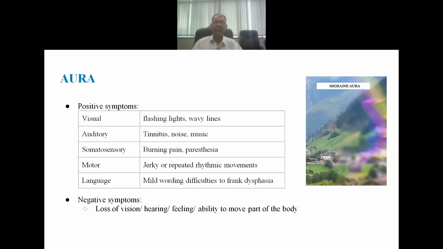Aura a little bit more in detail. Aura can be related to many special senses or regular senses. That is visual, flashing lights, as this video here is showing; these are the lights which the patient will encounter. Auditory means tinnitus, noise, and music. Even if there is no music being played in the room, the patient may listen to music. Somatosensory, then burning pain, paresthesia. Motor, again very important, and may be very obvious, always noticed by the patient or his attendant: jerky or repeated rhythmic movements. And sometimes language, the patient will not be able to speak relevantly, or he may be having frank dysphagia.